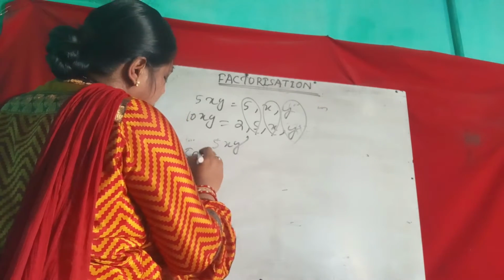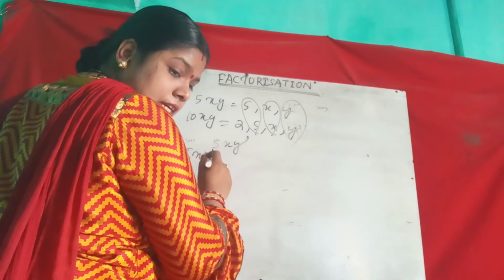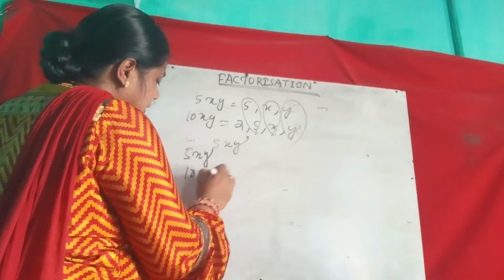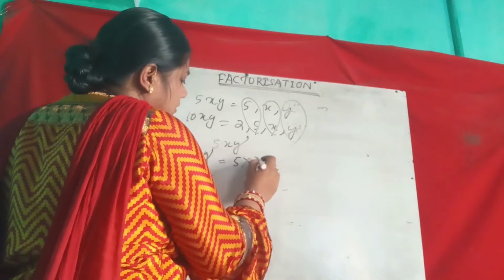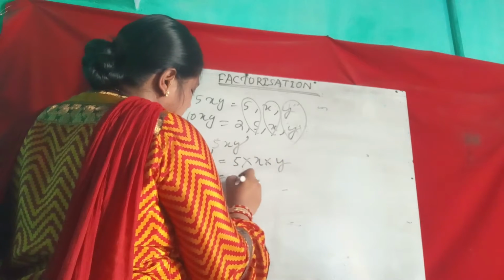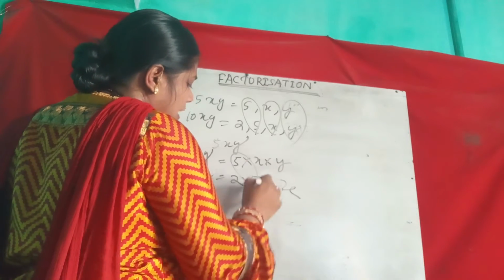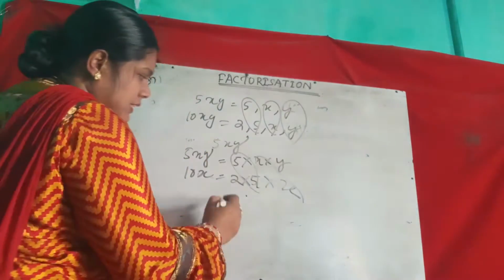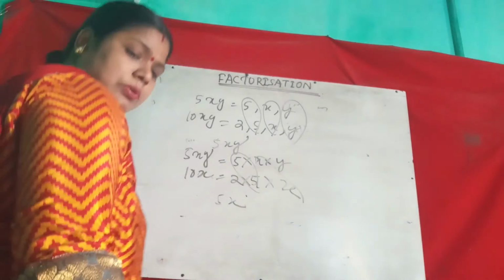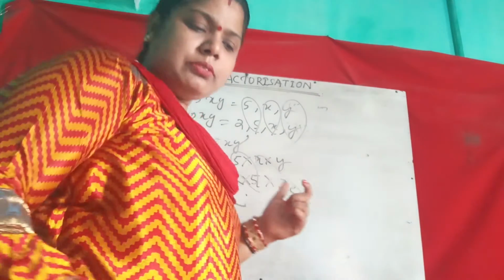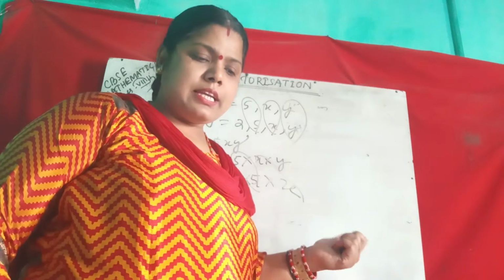Suppose 5xy and 10x. 5xy means 5 into x into y. 10x means 2 into 5 into x. So the common factors here are 5 and x. That is, 5x is the common factor.